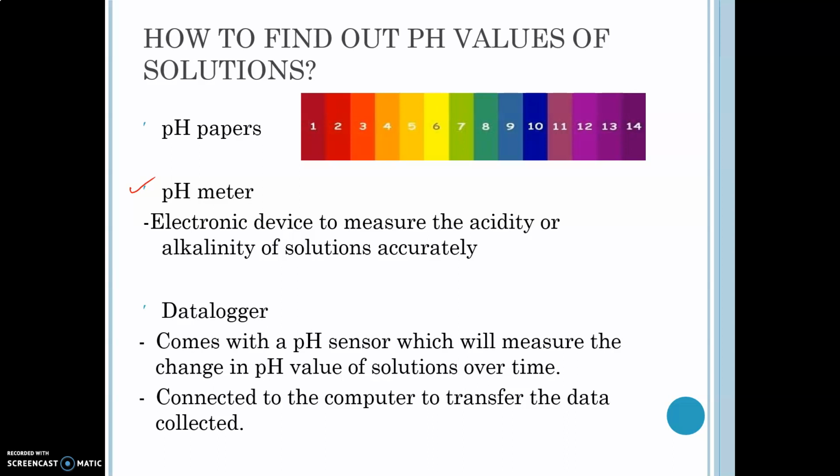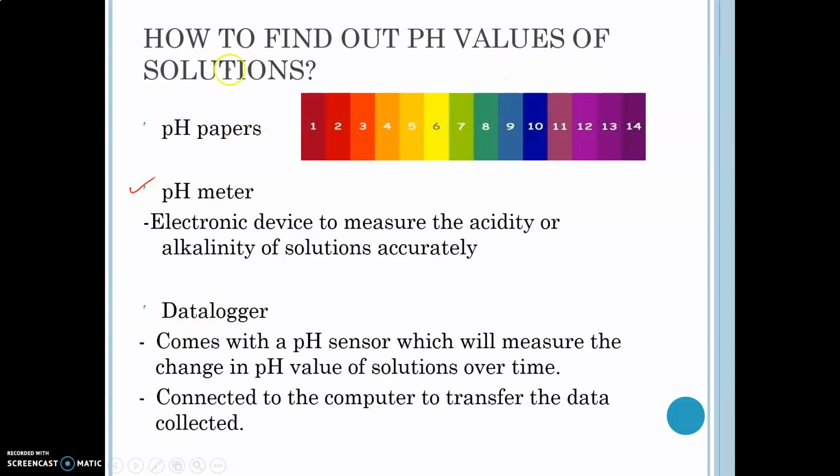There is also something called a data logger. What is a data logger? It is a pH sensor which measures the change in pH value over time, connected to the computer to transfer and collect the data. So this is another way which I think they use in more advanced labs. They just connect the pH sensor, which measures the pH, with the computer just to collect data.